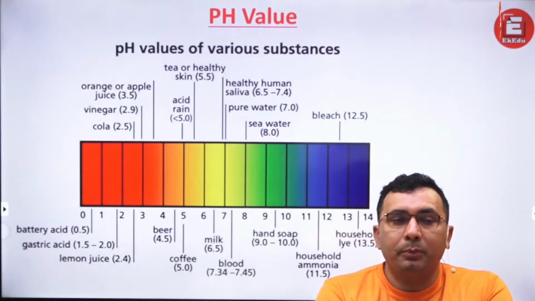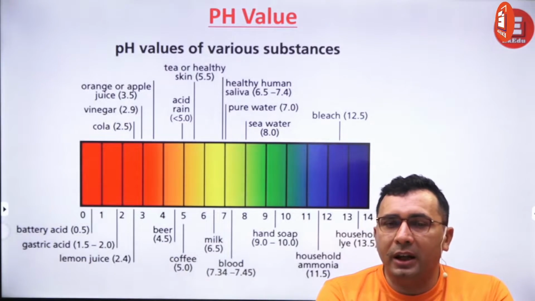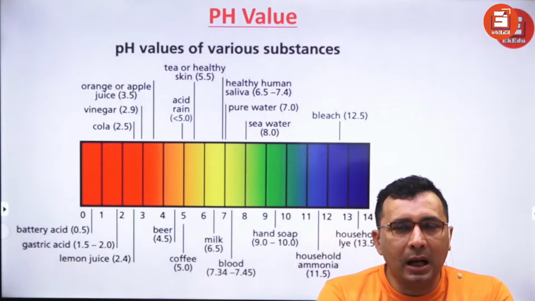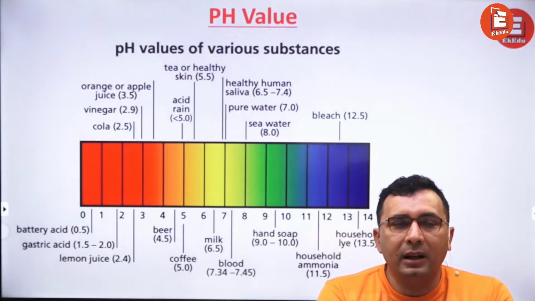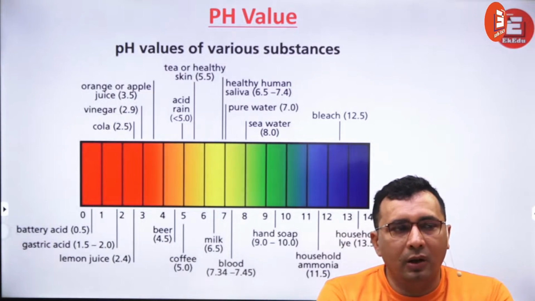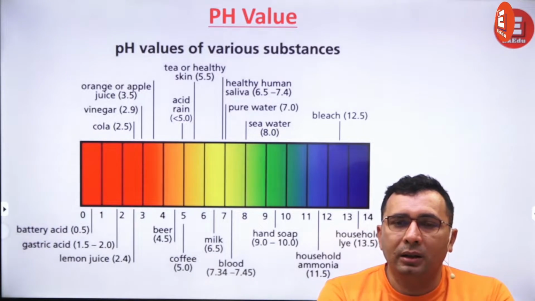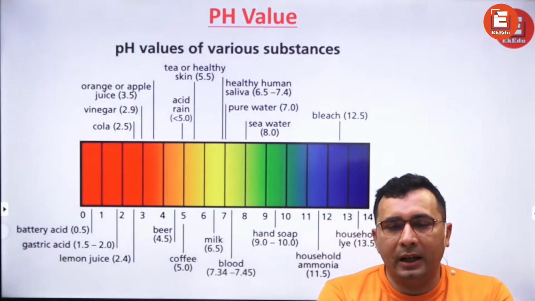This is the different color range which indicates the specific pH for a substance. If it is dark blue, it means it is basic in nature. If it is red color, it means your substance is acidic in nature. If it is yellow, it means it is weak acid.